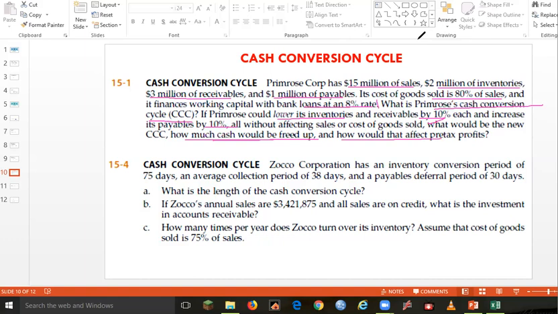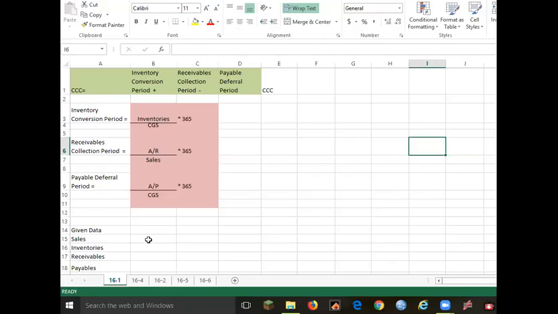So, we have to answer three questions. Number one, cash conversion cycle before the changes, cash conversion cycle after the changes, and the cash freed up. This is the third requirement. And fourth requirement, how would that affect pre-tax profit? So we are going to solve it. We have sales. Sales is given 15 million. Inventories are 2 million.